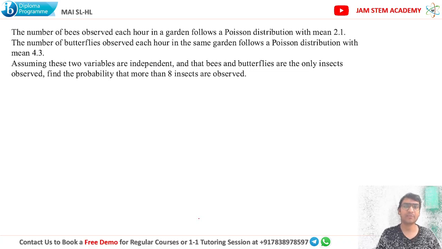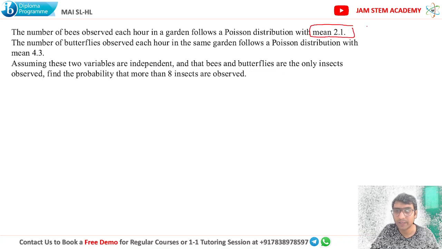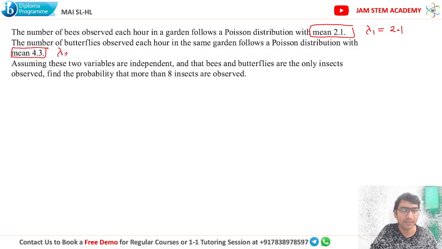The number of bees observed each hour in a garden follows a Poisson distribution with mean 2.1. Remember this. This is our first mean. Let's call it lambda 1, which is 2.1 here. The number of butterflies observed each hour in the same garden follows a Poisson distribution with mean 4.3. So this is our lambda 2, which is 4.3.